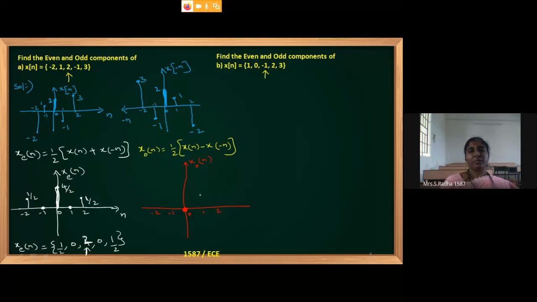At plus 1 what is happening? Minus 1 minus the second height, which is plus 1. First diagram minus second diagram divided by 2 also we have to do. So minus 1 minus 1 is minus 2, divided by 2 means it will be finally minus 1 only.